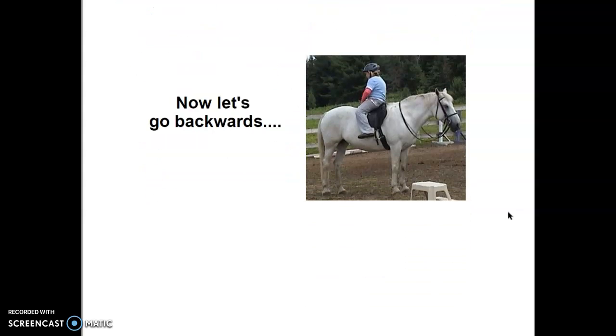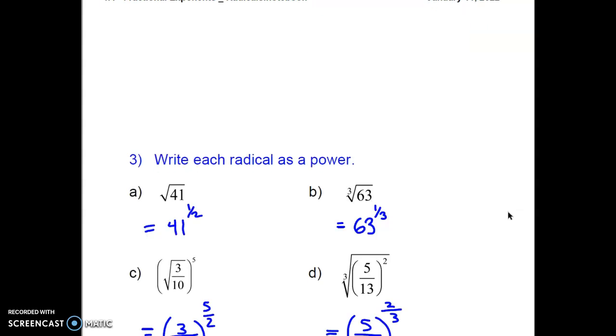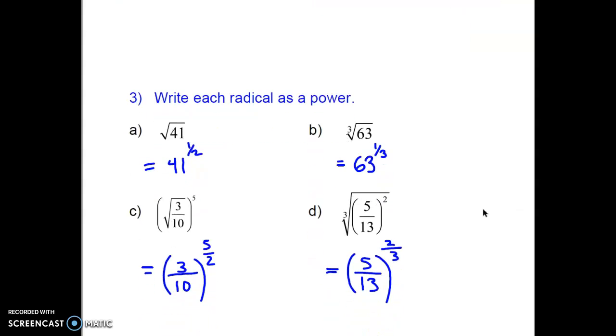So now let's just go backwards, okay? So if we have the square root of 41, what is our index? There's no number here. So if there's no little number, it means it's a 2. And is that the numerator or the denominator in a fractional exponent? It's the denominator, right? And it's not to the power of anything, so we know the numerator has to be 1. So we put the same radicand, the same base, so 41 to the power of 1/2.